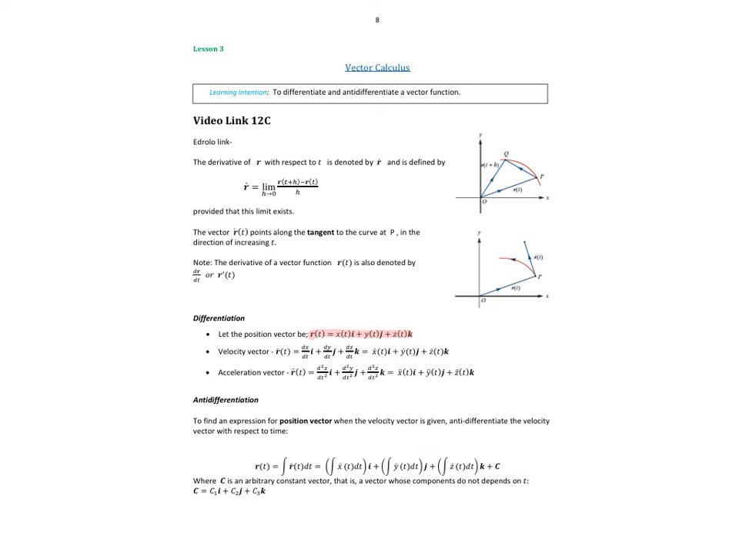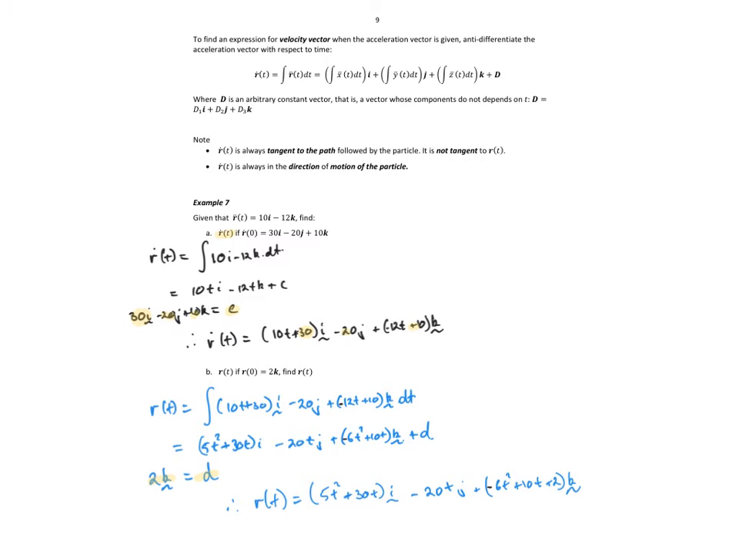Again, we'll introduce initial conditions and all those sorts of things to help us find integration constants. So if we have a bit of a look there, obviously we can see that the velocity vector is the antiderivative of the acceleration one, which is just the integration of the individual components.